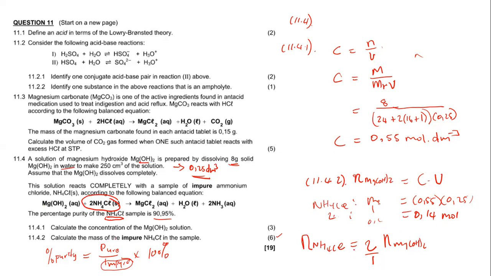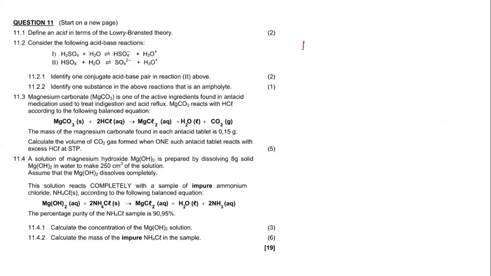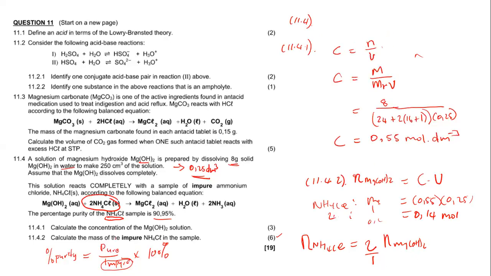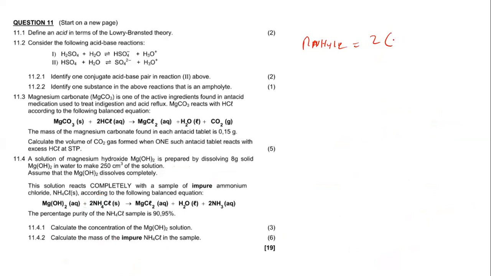So the number of moles of NH4Cl will be equal to 2 multiplied by the number of moles of Mg(OH)2. We said it's 0.14, and therefore we're going to have 0.28. Let me check with my calculator: 0.14 multiplied by 2, yes, it's 0.28 moles.